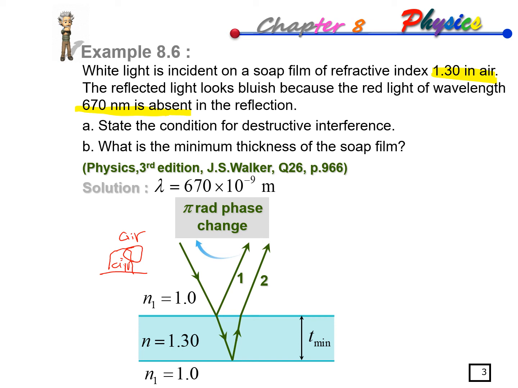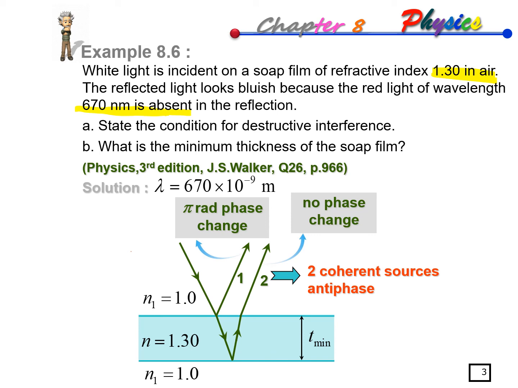For the second ray, it is reflected over here, where the refractive index is 1.0. When you have lower refractive index, you won't have any phase change. No phase change over here. So now this one has a phase change of pi radian, this one has no phase change, so that means the sources will meet in antiphase.